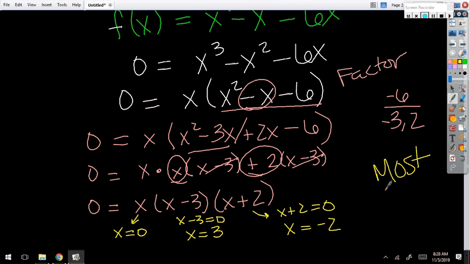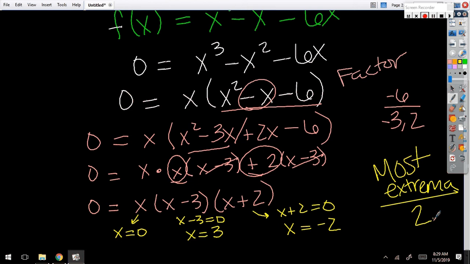Most extrema. What's the most amount of extrema? Maxes and mins. It's n minus 1. So it's the degree minus 1. It's 1 less than the degree. So the most number of extrema it can have is 2. It can have up to 2, but it can't have any more than 2. Does that make sense to everybody? 1 less than the degree.